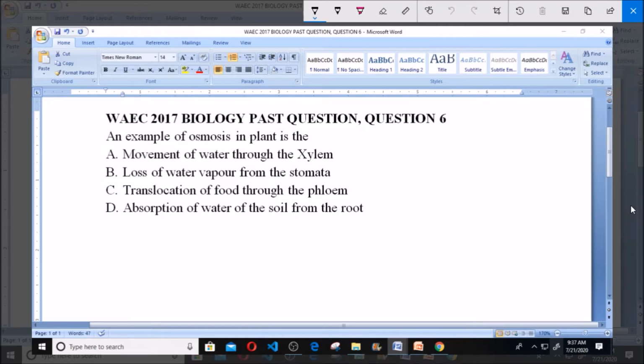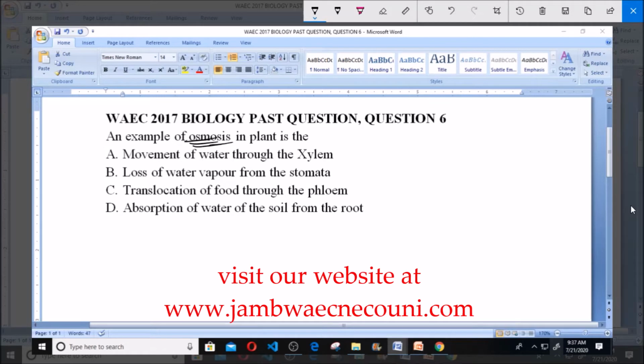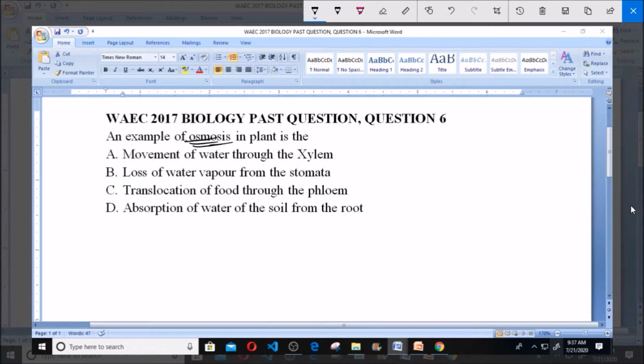An example of osmosis in plants is: A, movement of water through the xylem; B, loss of water vapor from the stomata; C, translocation of food through the phloem; and D, absorption of water from the soil by the roots.